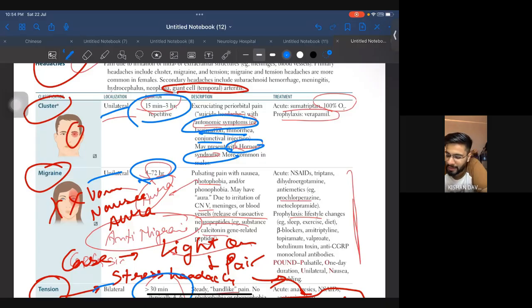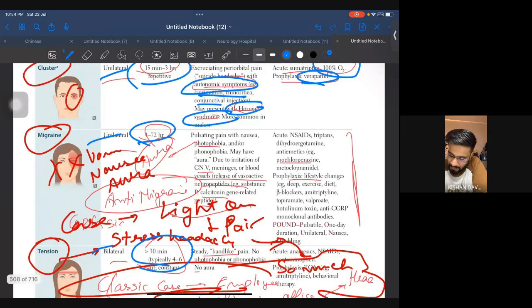Okay. Now treatment, here first of all 100% O2 will be the first treatment. After that you go for verapamil. Verapamil is to prevent another episode. Okay, to prevent recurrence you will give verapamil, but the first treatment will be 100% oxygen. All right. So that's all for cluster.